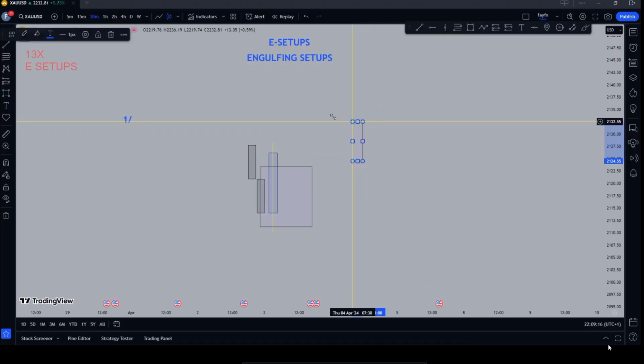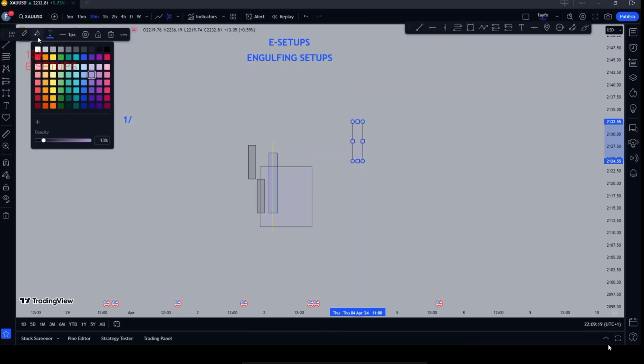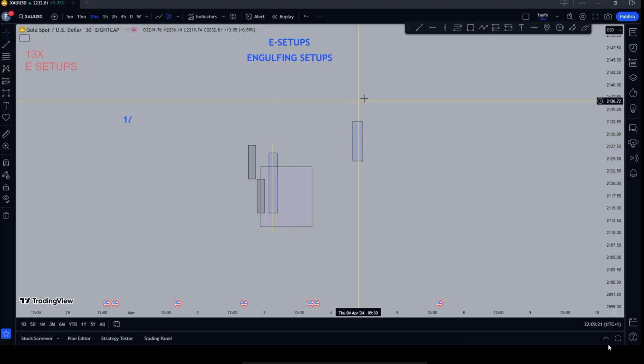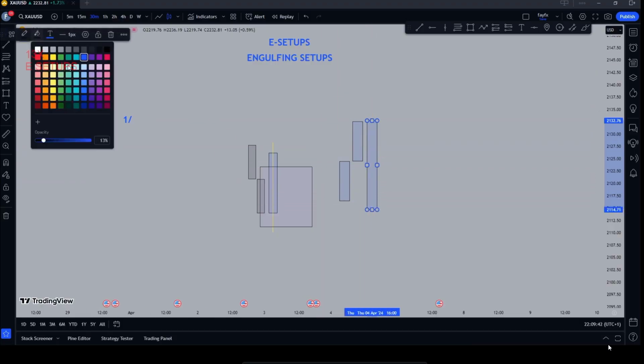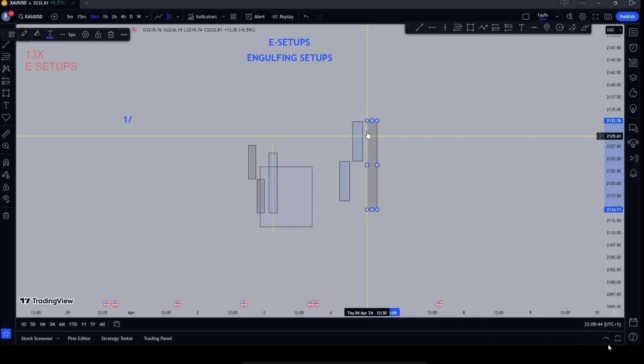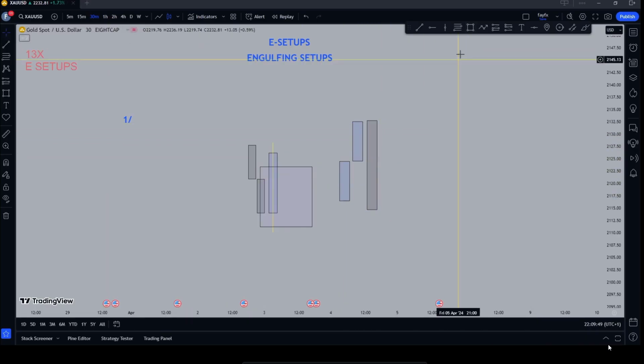Or a bearish engulfing. Let's say we have price moving up, and suddenly we have a bearish candle that engulfs this last bullish candle. This is the engulfing candle.